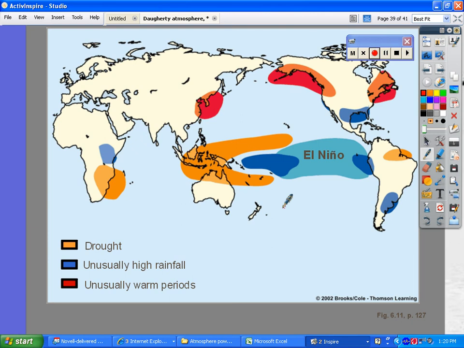Again, this picture is going to show you some of the places that are most hit by El Nino. Here's our west coast of South America. They can get really bad rainfall. Over here we get drought, more rainfall, and really warm periods in these areas. So it affects several different spots of the planet.